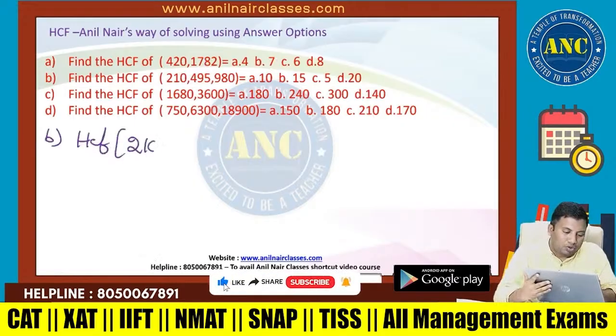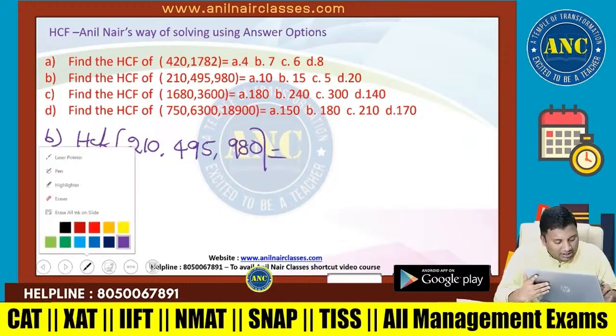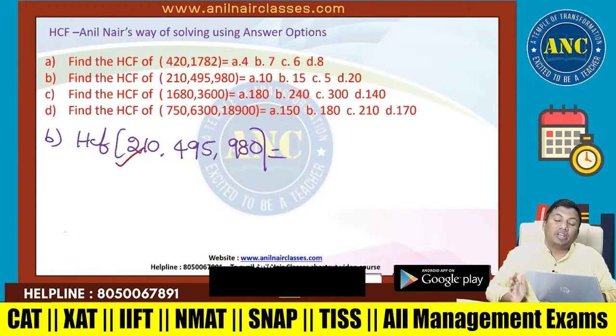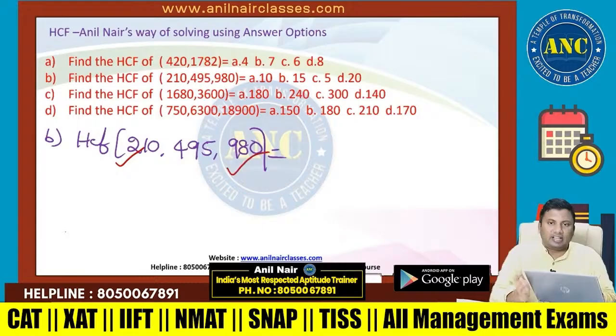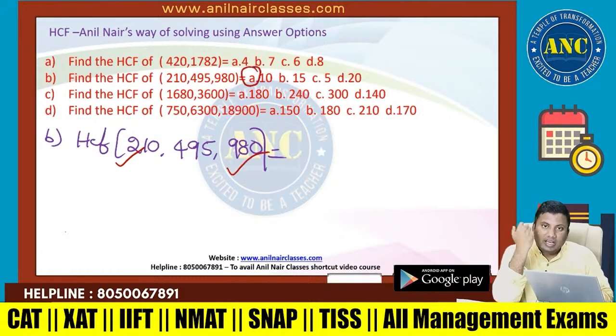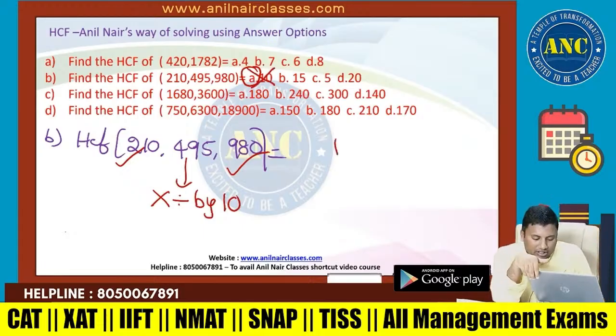H.C.F of 210, 495, 980. Listen, go by the answer options. This is divisible by 10 because the unit digit is 0. If I take the first option, 10, that is also divisible by 10, so 495 should be divisible by 10. But 495 is not divisible by 10. So 10 is incorrect.